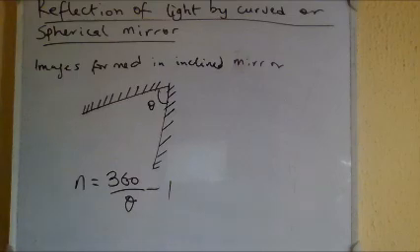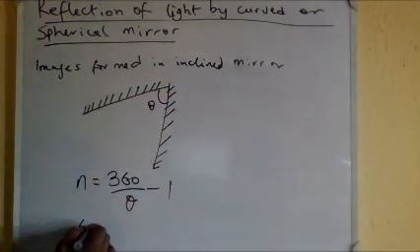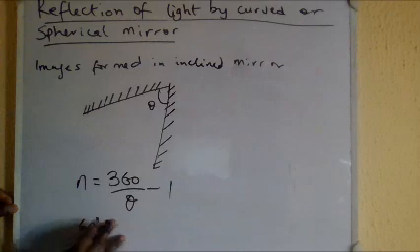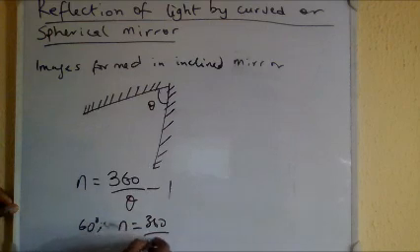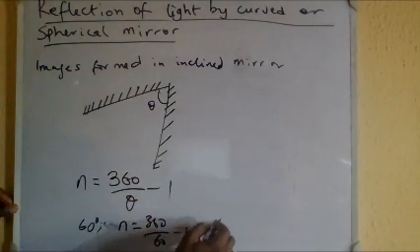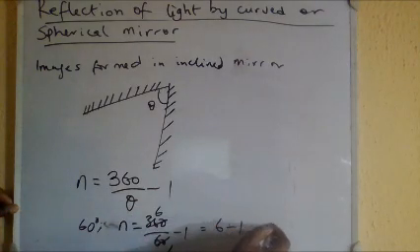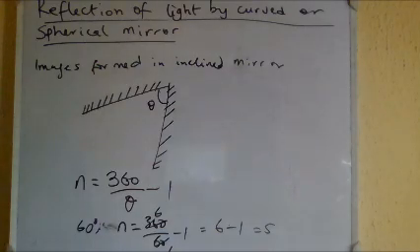So for example, if two plane mirrors are inclined at 60 degrees, the number of images formed by those two mirrors is n equals 360 over theta, which is 360 over 60, minus 1, which is 6 minus 1, equal to 5. So 5 images are formed when two mirrors are inclined at an angle of 60 degrees. So you can solve for many other cases. Okay, so that's the first consideration.